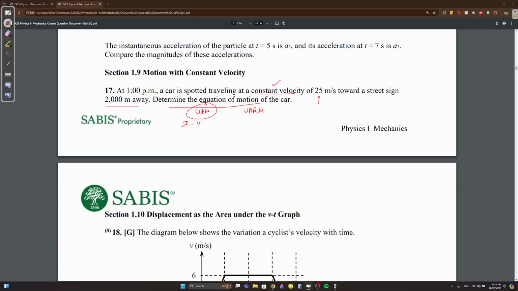There's only one formula we know for this, which is x equals vt plus x node. So x is the velocity, 25, times the time t, it's always in terms of time, plus x node. We're 2000 meters away from the sign. If we're away from something, that means we're at negative 2000. We're behind it, right? Like let's say the sign is over here. We're 2000 meters away from it. We're taking the origin here as the sign.